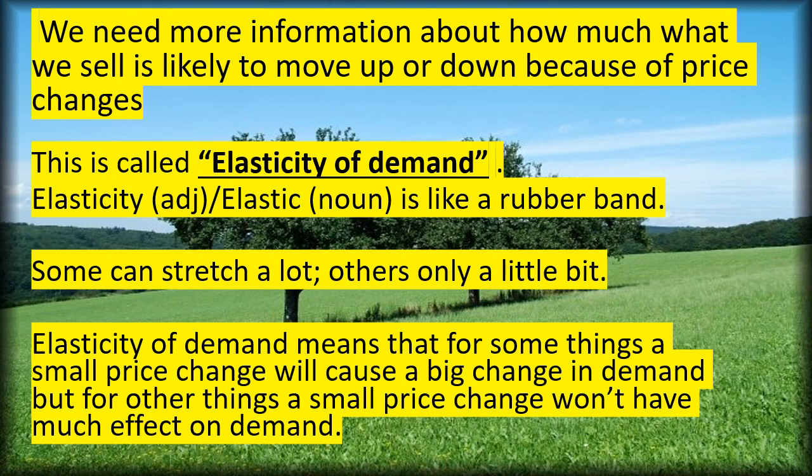So we need more information about how much what we sell is likely to move up or down because of price changes. This is called elasticity of demand. It's like a rubber band. Some you can stretch a lot, others only a little bit. And elasticity of demand means that for some things, a small price change will cause a big change in demand, but for other things, a small price change won't have much effect on demand.